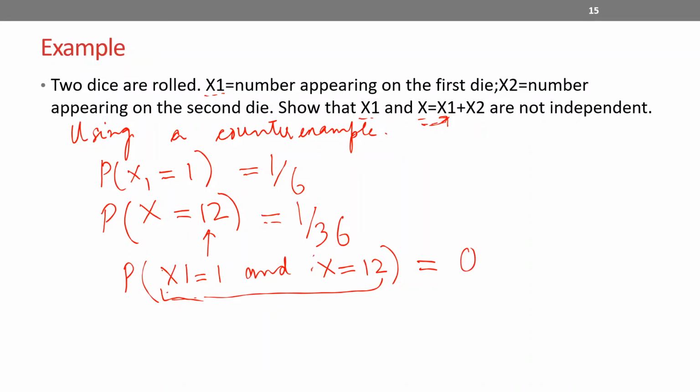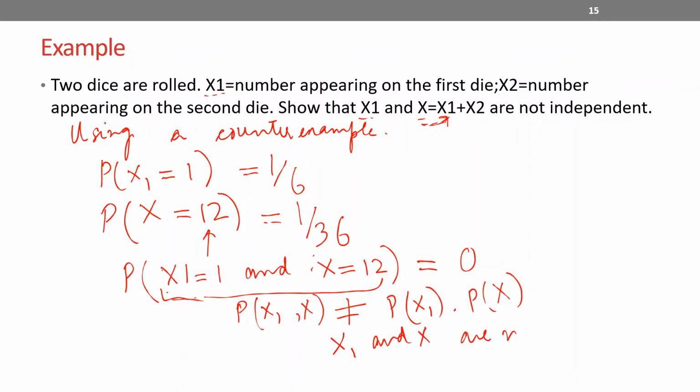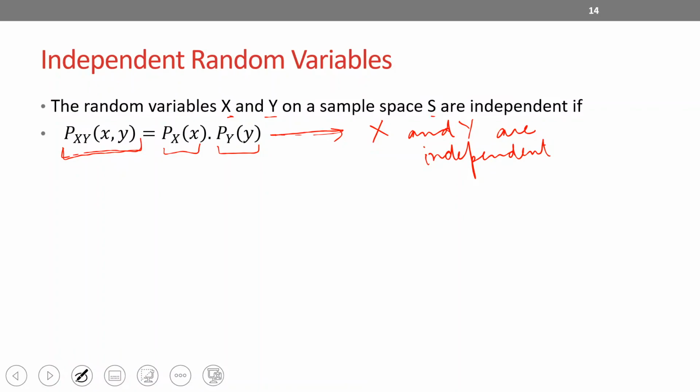So I can actually prove that the probability of this and this, which is essentially the joint probability of X1, X, is not equal to the probability of X1 times the probability of X, right? So using this counter example, I can prove that X1 and X are not independent. This is what I wanted to prove. Then again, going back to our definition, this is the expression that we either need to prove or disprove in order to find out whether two random variables are independent or dependent.